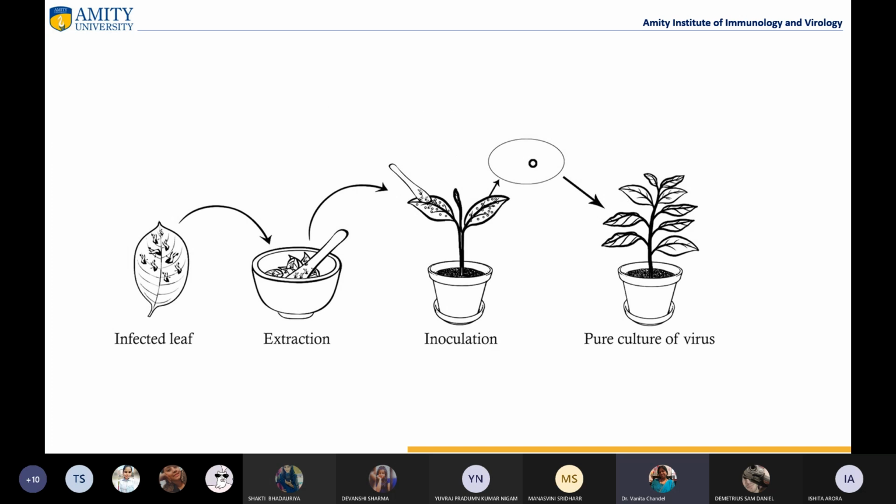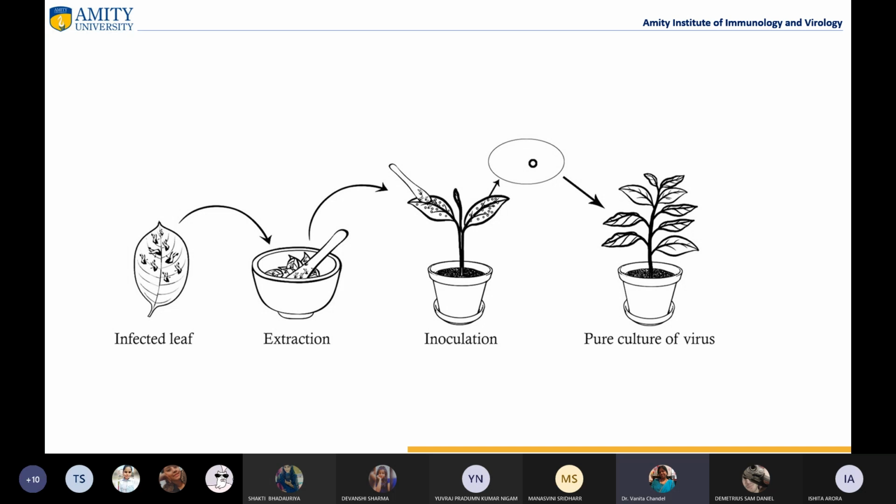In the simplest terms, this figure is telling you about virus transmission. We take an infected sample. It could be a leaf, it could be a root part sometimes, a bark part sometimes, or it could be your fruit also. Depending upon which part has the higher virus concentration, we take that portion and extract it in a grinding buffer. That means we are going to crush it in some kind of extraction buffer, which we'll discuss later.